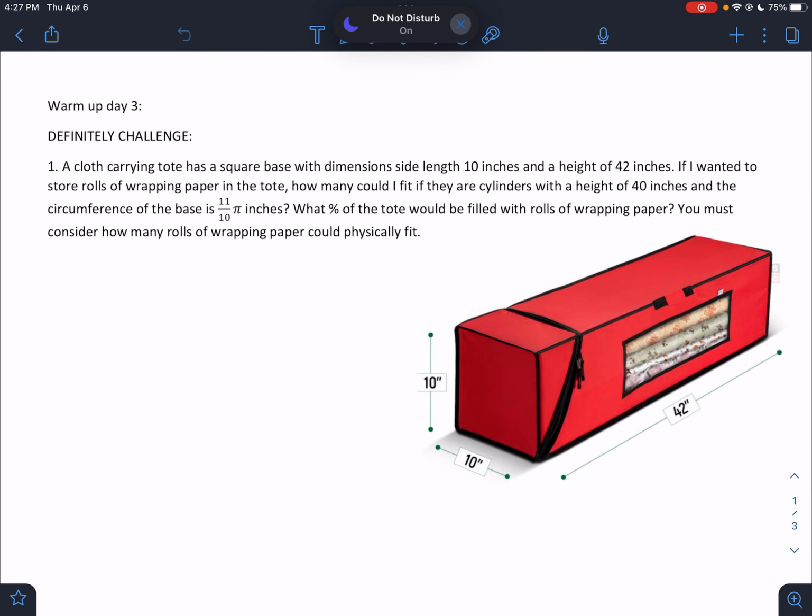Here we go, guys. This is the warm-up for our day 3 of volume, where we have a few questions in here that might challenge you. I highly recommend you try to do them beforehand. But let's get going here.